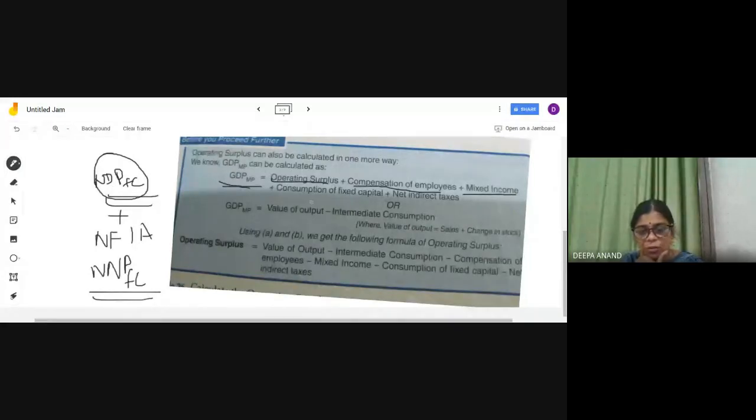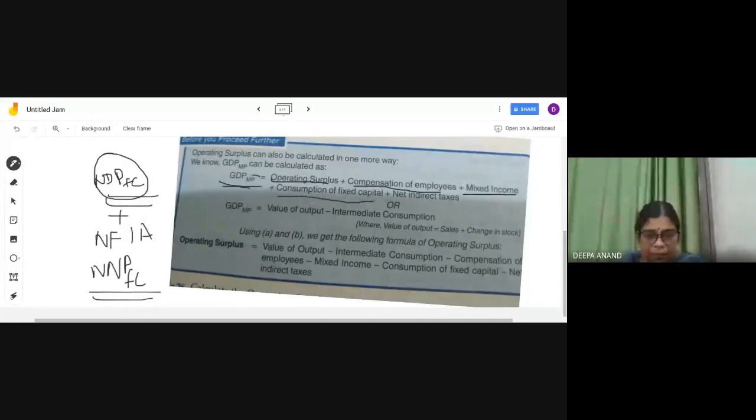And then I told you, just add NFIA to make it national income. Because when you add NFIA, this becomes NNP at FC, that is the national income. But here, from NDP at FC it is being made to GDP at MP. To make NDP into GDP, definitely you have to add consumption of fixed capital or depreciation.